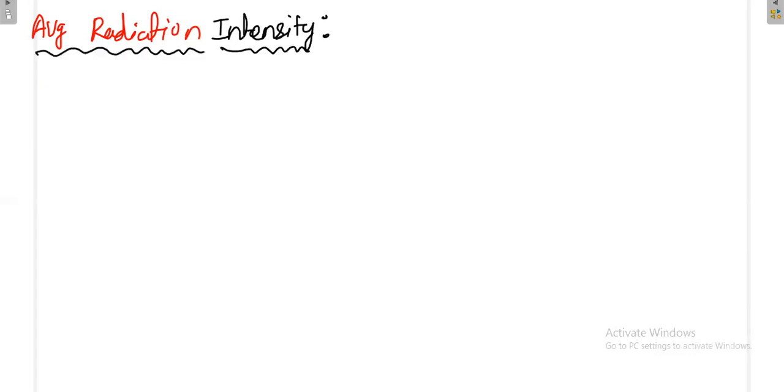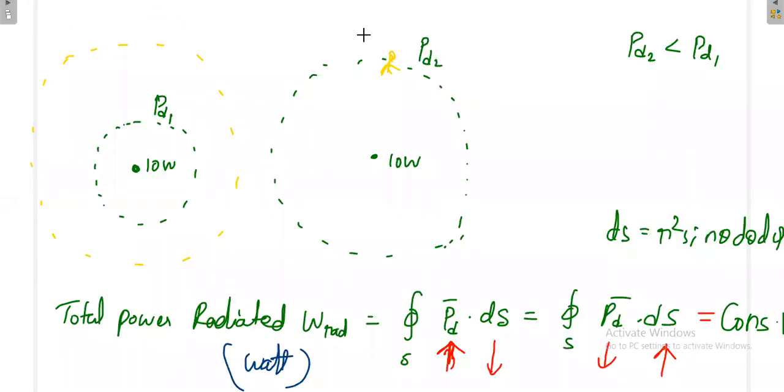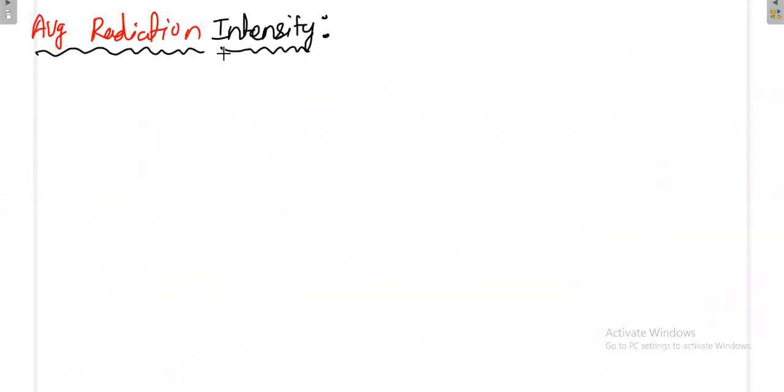Simply, in the previous case, the definition is power density, which means power per unit area, watt per meter square. But here, the radiation intensity means power per unit solid angle. I will tell you later why we are having this extra definition, because we already have a definition for power density. Then why do we have a new definition, intensity? I will tell you later. But for the time being, just understand the definition.